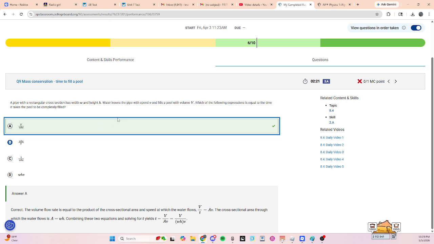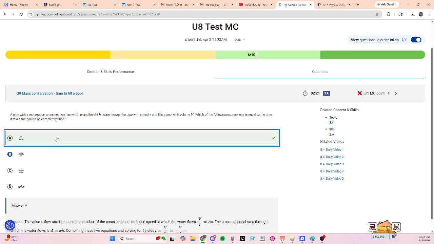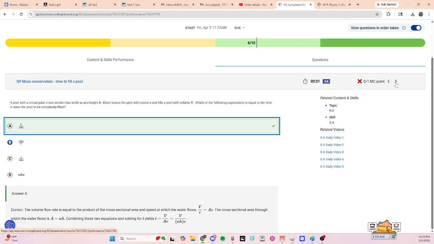A equals W times H, actually. So you get this. Then you just plug in WH for A right here. Then you get V over T equals WHV, and then you just isolate T. Yeah, I think I just got this one wrong because I didn't know how to do it, so I just guessed, and I guessed the wrong one. Okay, next question.